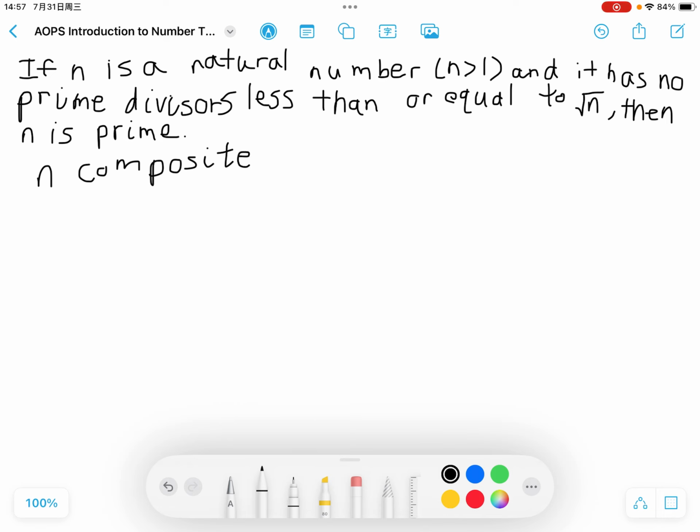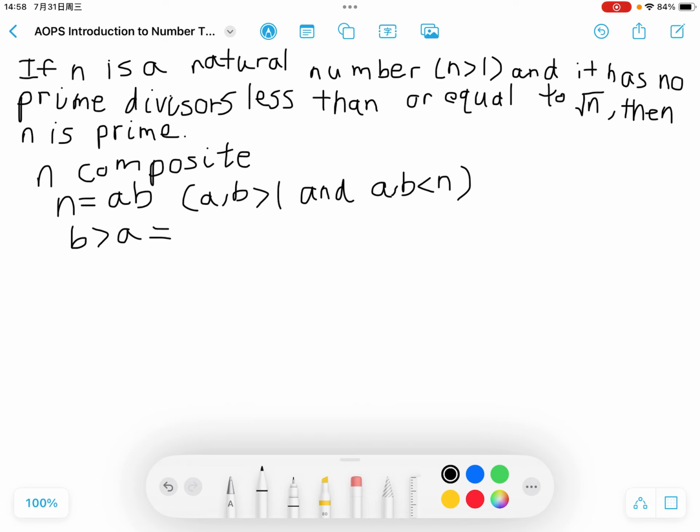Okay, so now I just want n to be a composite number. By definition of composite numbers, I know that n is equal to ab, for both a and b being larger than 1, and a and b being less than n. Now let's say b is larger than a. I want to prove that b is larger than or equal to root n, and a is less than or equal to root n, and obviously these conditions also are satisfied. Okay, so how do we prove this then?